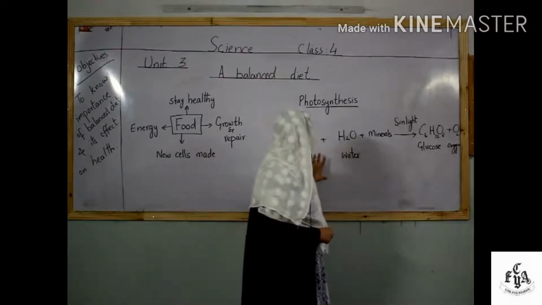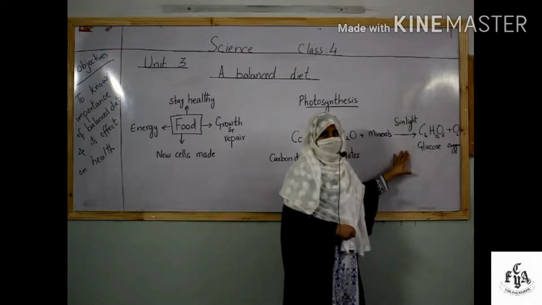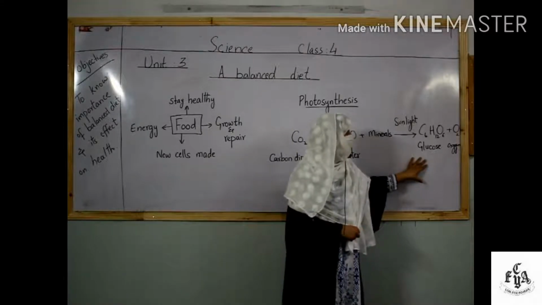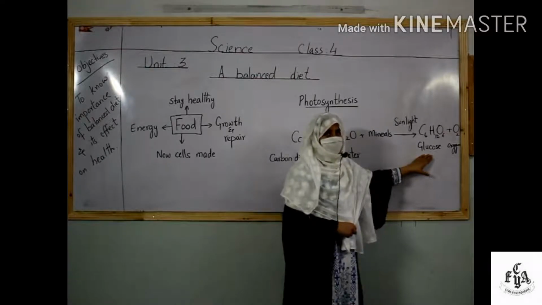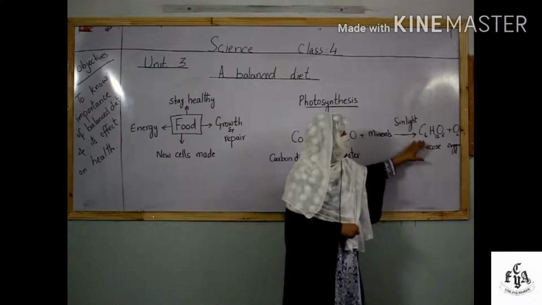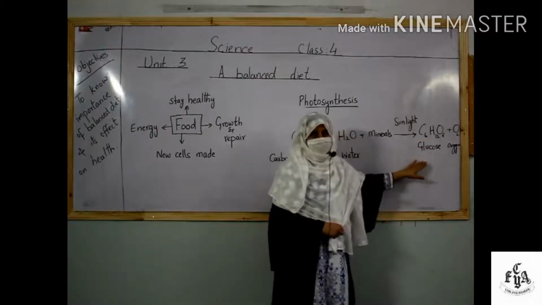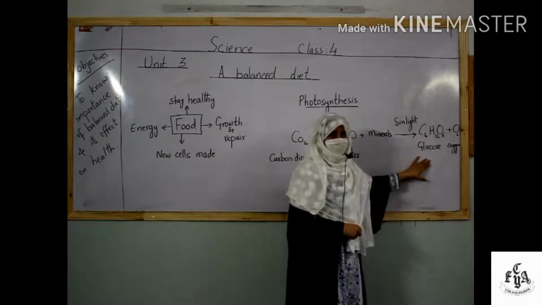So these carbon dioxide, water and minerals combine together in the presence of sunlight. So what are they making? They are making the food of the plant, which is called glucose. And its formula is 6C6H12O6. This glucose is a type of sugar. So this is the actual food of the plant which the plant is taking.